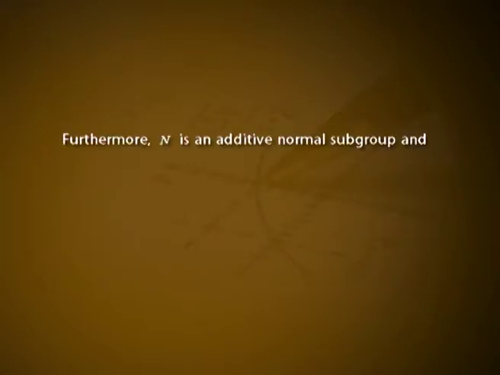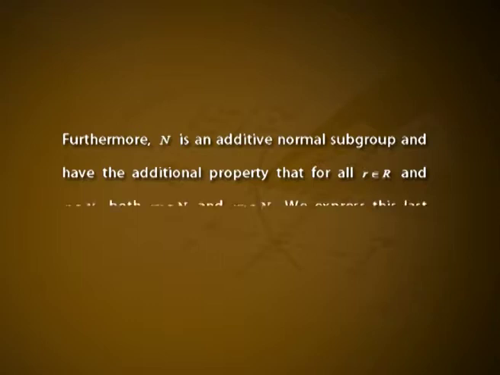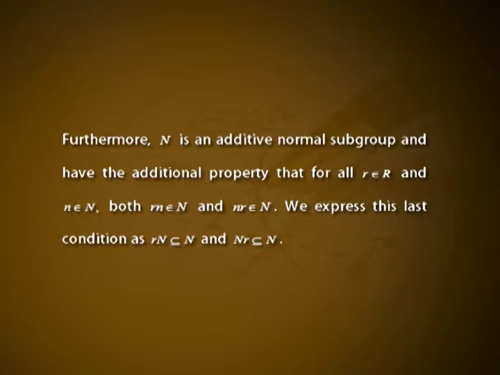Furthermore, N is an additive normal subgroup and has the additional property that for all r belongs to R and n belongs to N, both r·n belongs to N and n·r belongs to N. We express this last condition as rN ⊆ N and Nr ⊆ N.